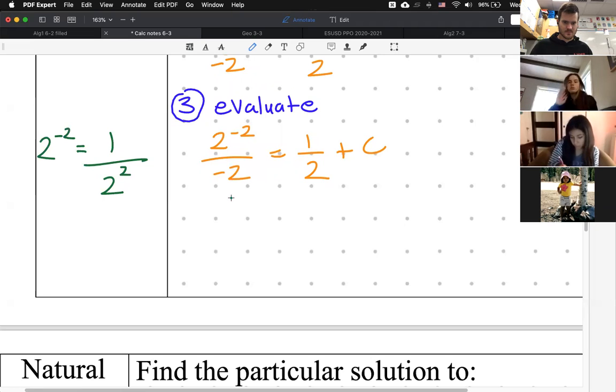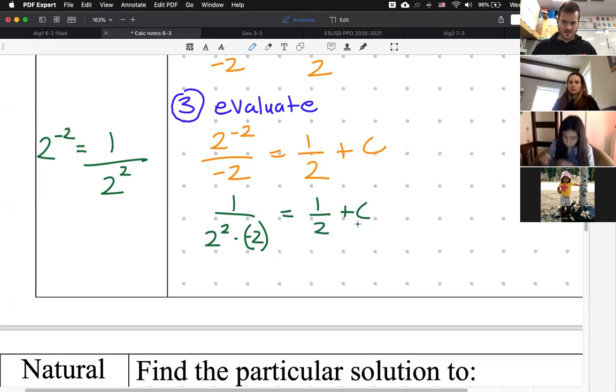So if we move this to the denominator, what's left over is a 1. So I can just write a 1 in the numerator. But what is everything that's in the denominator now? We have this thing and what was there before? The -2? Yep, so I have 2 to the 2 times this -2. And what is that going to simplify to? -8. Perfect. So we have -1/8 is equal to 1/2 plus c.